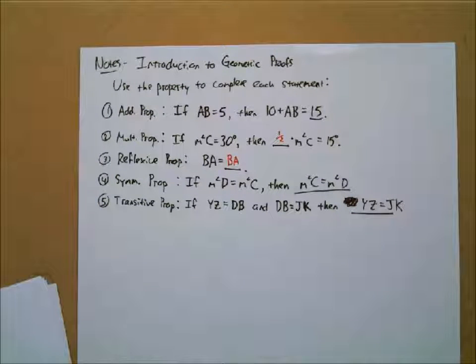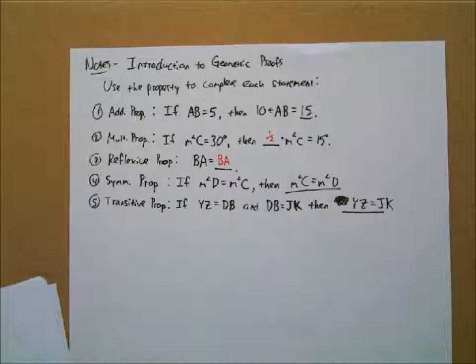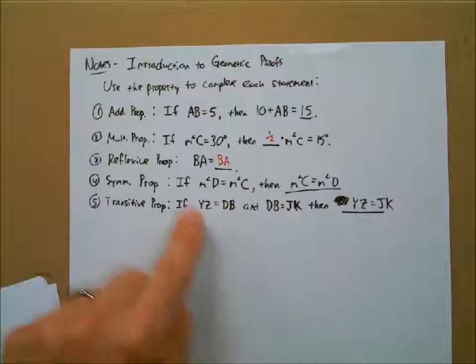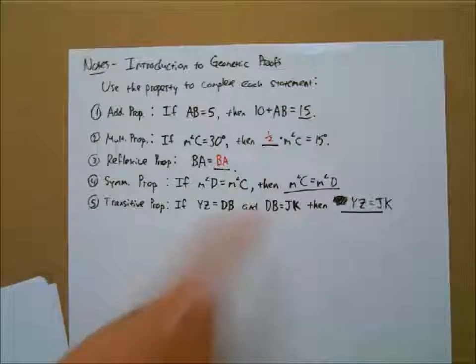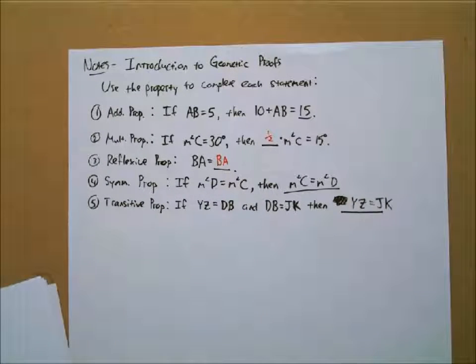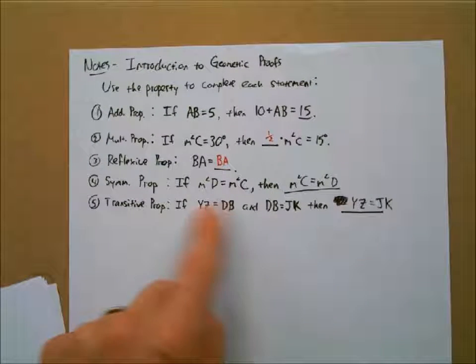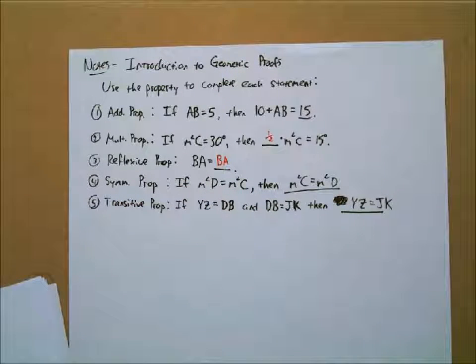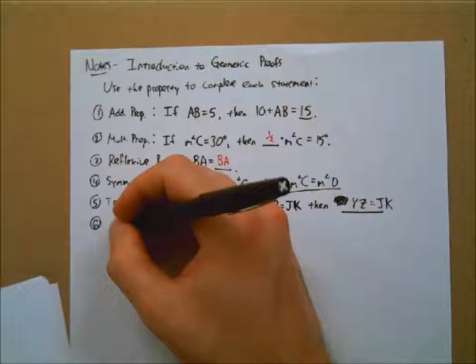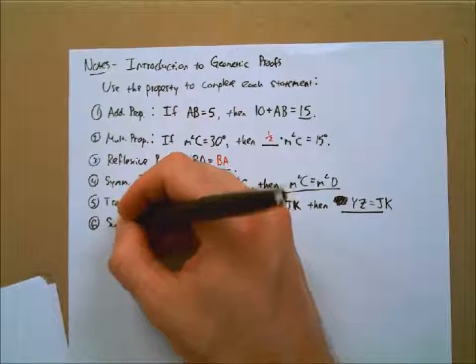This oftentimes gets confused with the substitution property, because you're like, oh, if this thing equals DB, that means I can substitute YZ in place of DB, right? So sometimes this property gets confused with the substitution property because I'm saying these two things are equal, then YZ can substitute in for the DB. And I can see that. It's a subtlety that I don't really care too much about having you guys differentiate between.